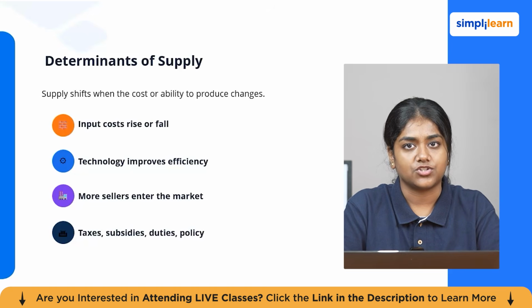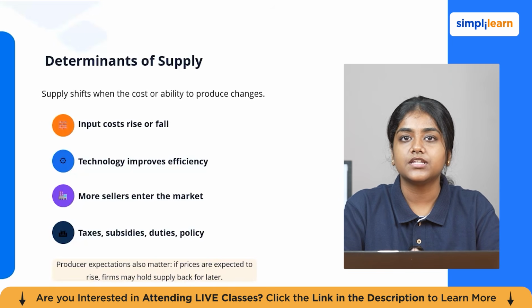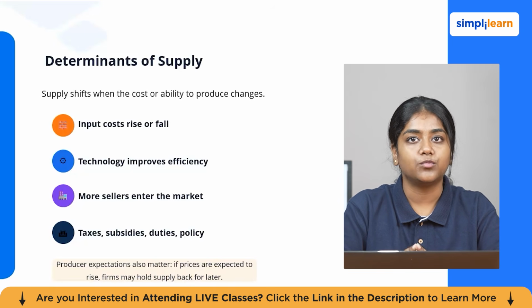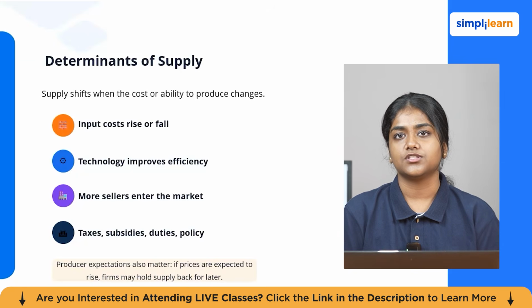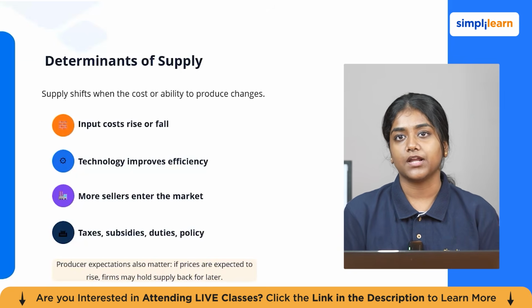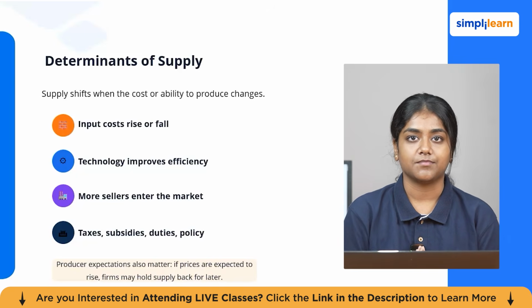Government policy and taxation: taxes on production reduce supply by raising costs. Subsidies increase supply by lowering effective cost. GST changes, import duties, and production-linked incentive schemes all shift supply curves in real markets. Producer expectations: if producers expect prices to rise in the future, they may hold back current supply to sell later at higher prices. This is common in commodity and real estate markets.